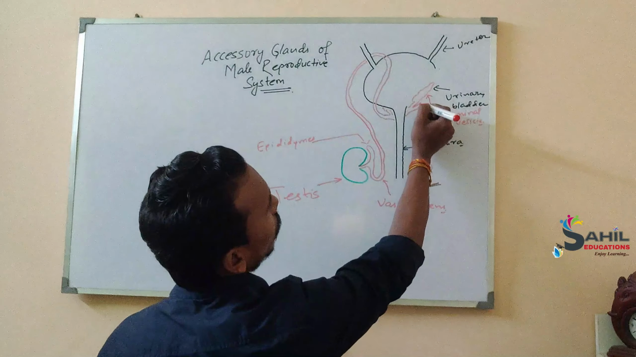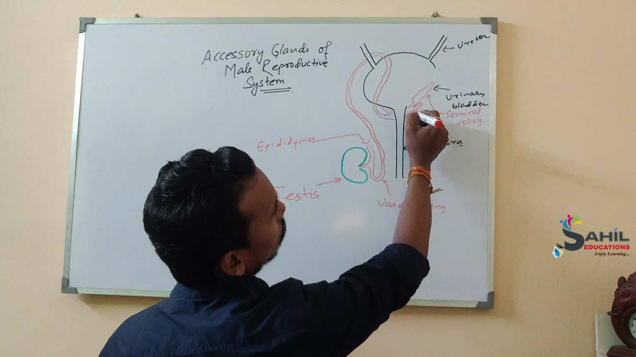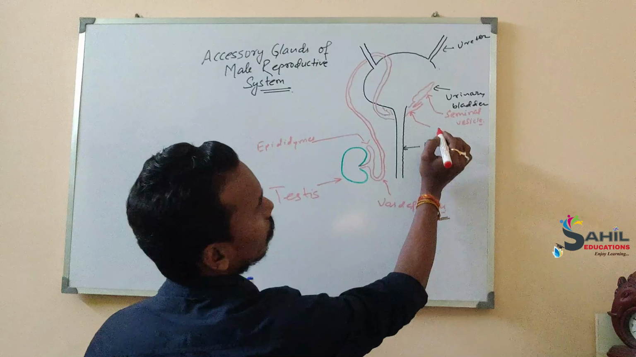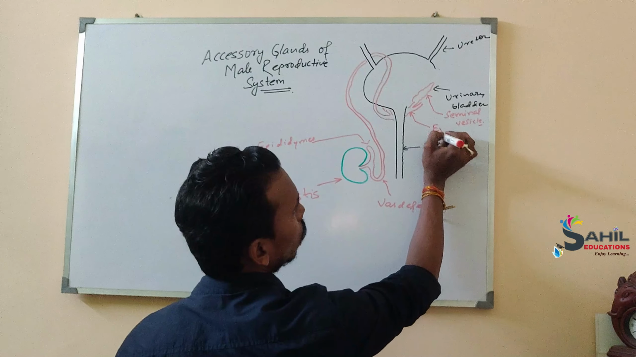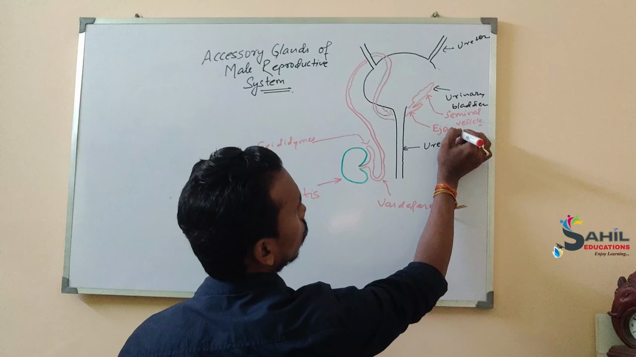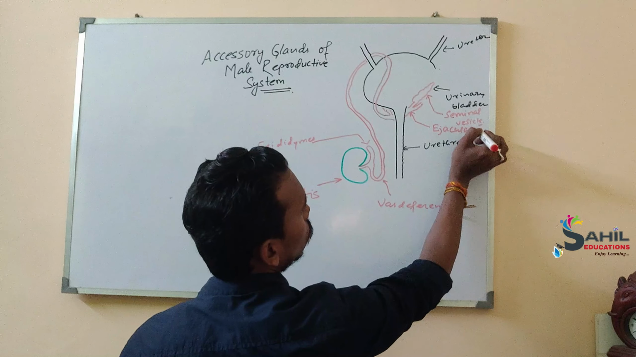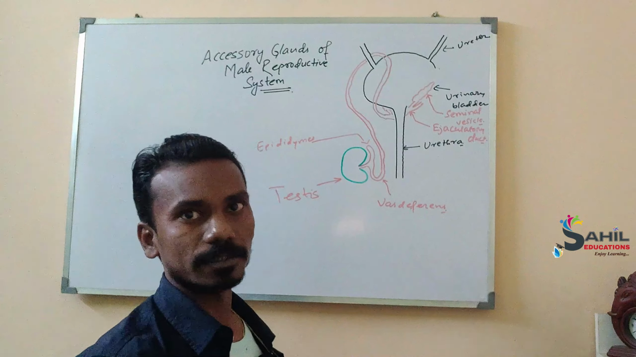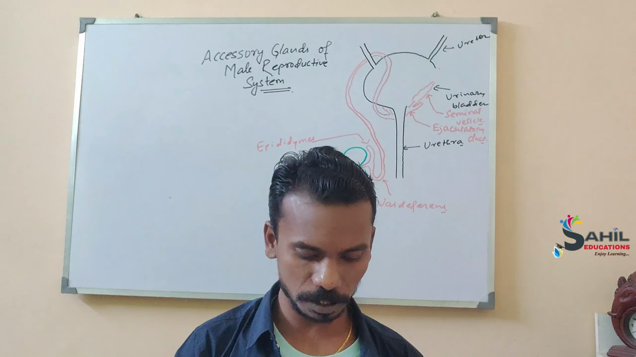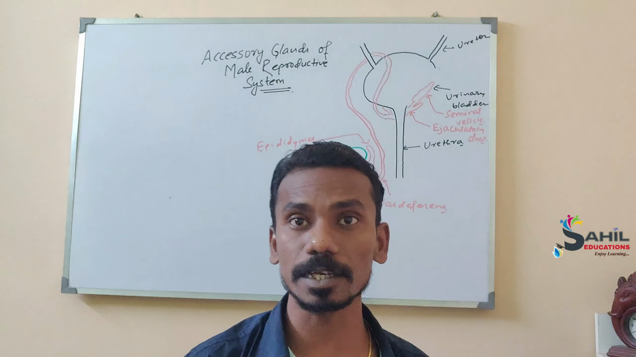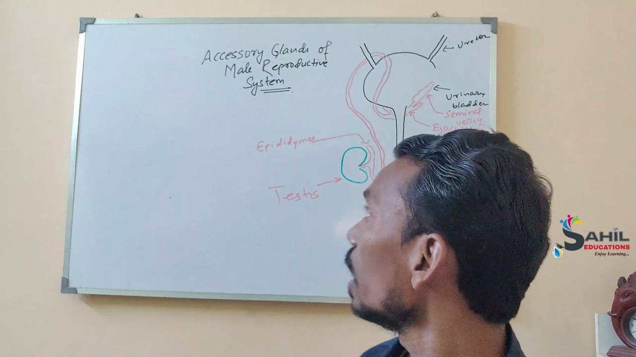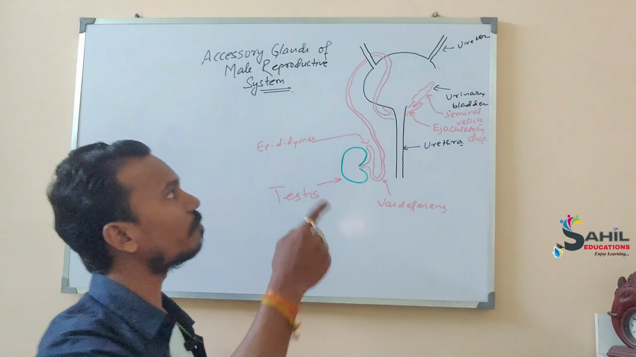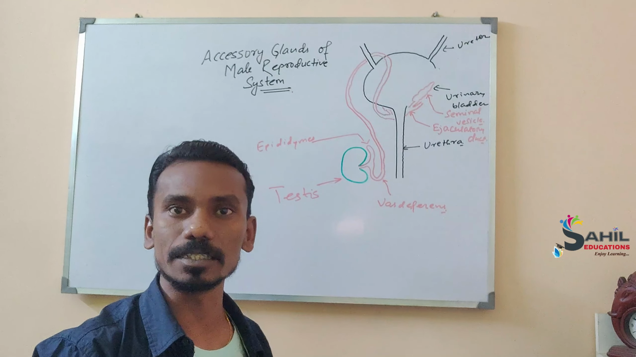Now, the vas deferens and the seminal vesicle's duct both combine together, and this duct is known as the ejaculatory duct. So what is the ejaculatory duct? The ejaculatory duct is the duct which is present in the male reproductive anatomy, and the duct is a combination of the vas deferens and the seminal vesicle's duct.